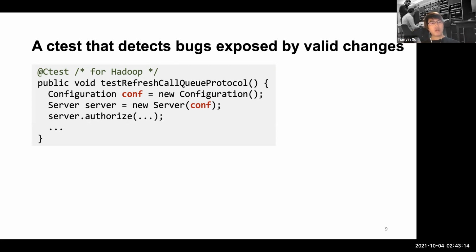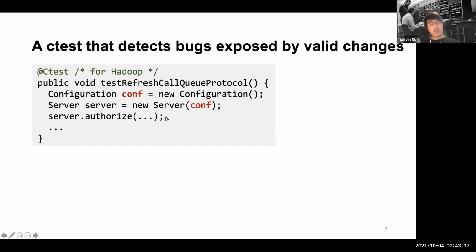In this first example, the C-test is generated from a Hadoop test. So it's testing Hadoop code and Hadoop configurations. The test logic is fairly simple. It first initializes a configuration object, passes the object into a server, and uses the server to test the server's authorization service.